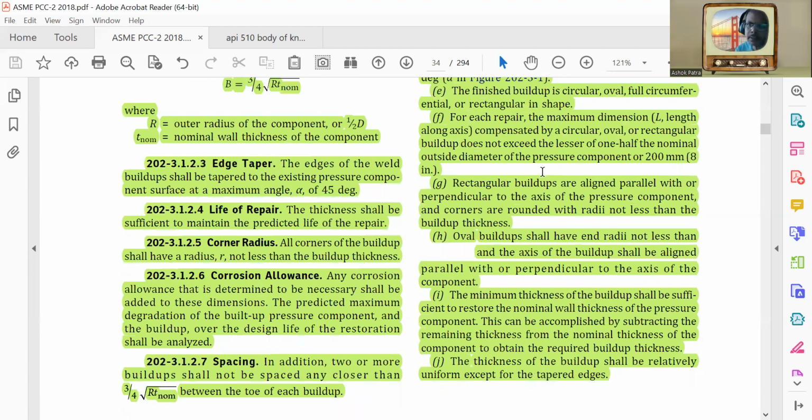Rectangular buildups are aligned parallel with or perpendicular to the axis of the pressure component and corners are rounded with radii not less than the buildup thickness. Oval buildups shall have end radii not less than the buildup thickness, and the axis of the buildup shall be aligned parallel with or perpendicular to the axis of the component.